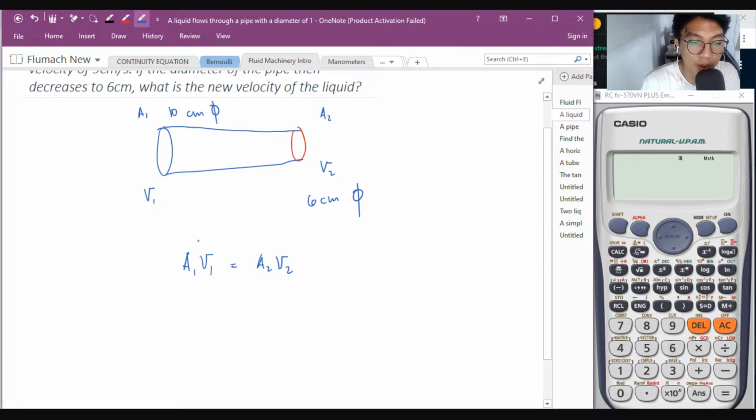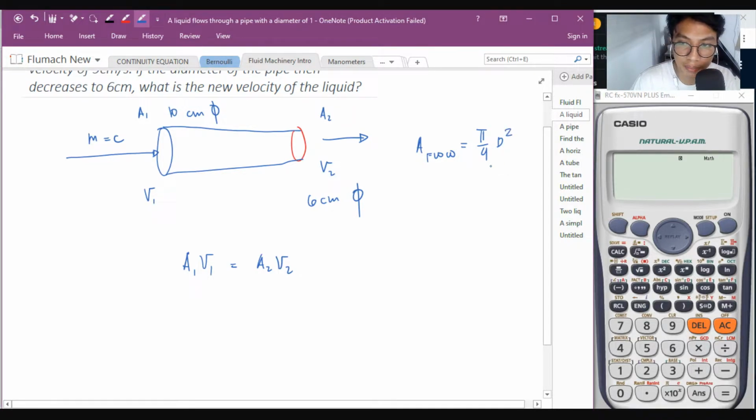Now, yung area, take note that area of the flow, pagpalagay natin, it is circular. From here and here, where your masses are the same, okay? So, area of the flow is pi over 4 d squared. Yung area ng flow.